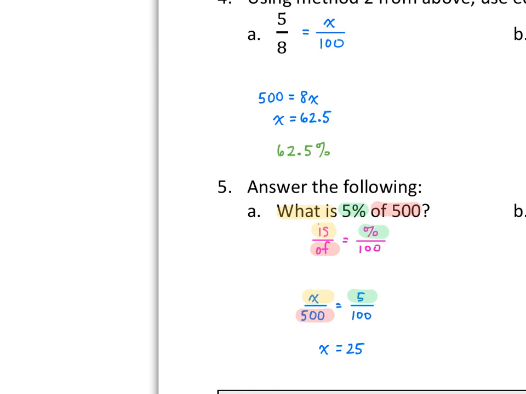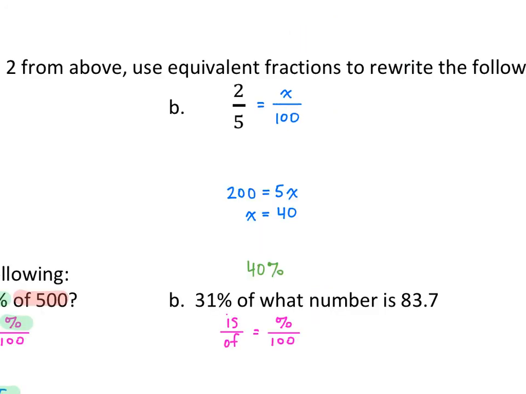So those are how we set up our proportions. We need to identify what is the is, what is the of, what is the percent, and what are we trying to find. So now we've got our setup, and we can just cross multiply. 100 times x equals 500 times 5, and when we solve this, we should end up with 25. So 25 is 5% of 500. I want you to see if you can set up the next two on your own and then go through and solve them.